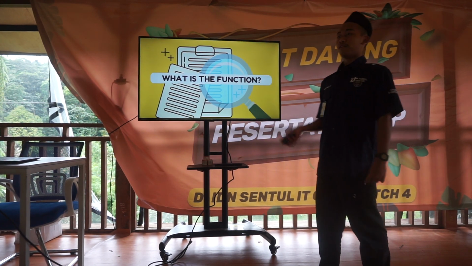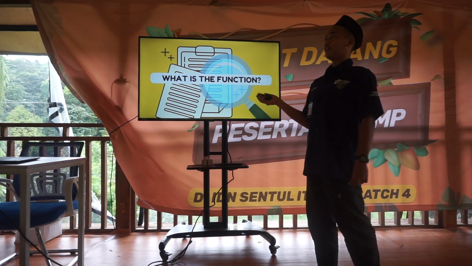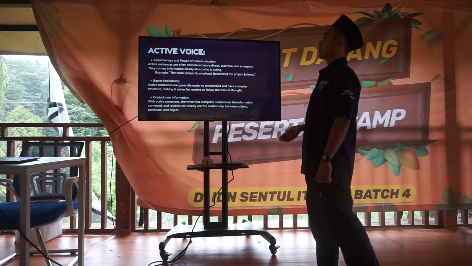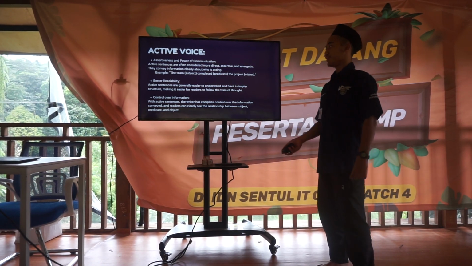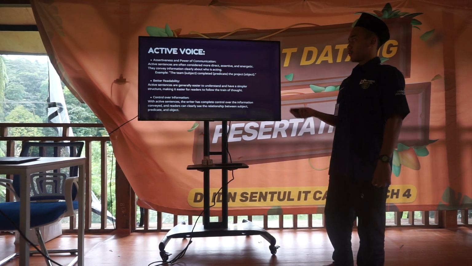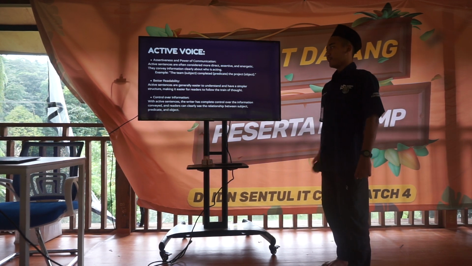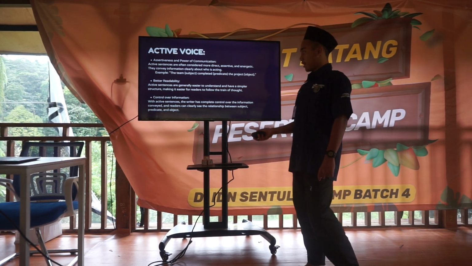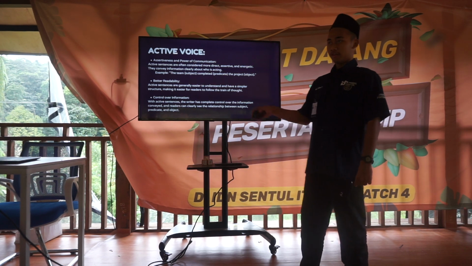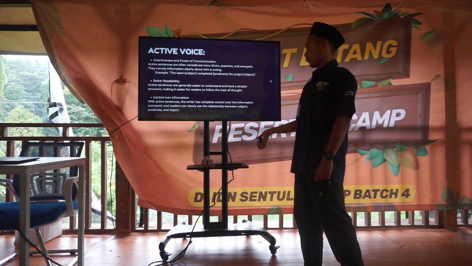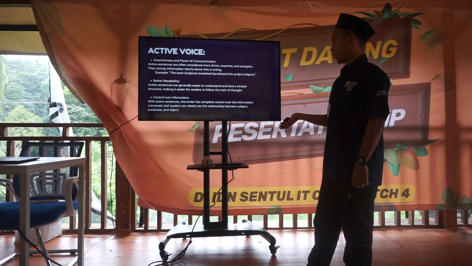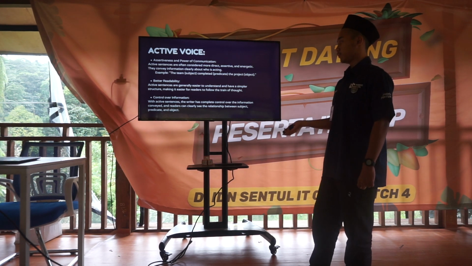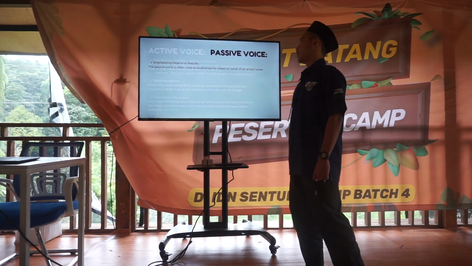So what are the functions of active voice and passive voice in English? First, active voice is used for assertiveness and power of communication. Active sentences are often considered more directive, assertive, and energetic. Active voice also has better readability because it is much easier to understand, and it gives control over information. With active voice, the writer has complete control over the information conveyed, and the reader can clearly see the relationship between the subject, the verb, and the object.